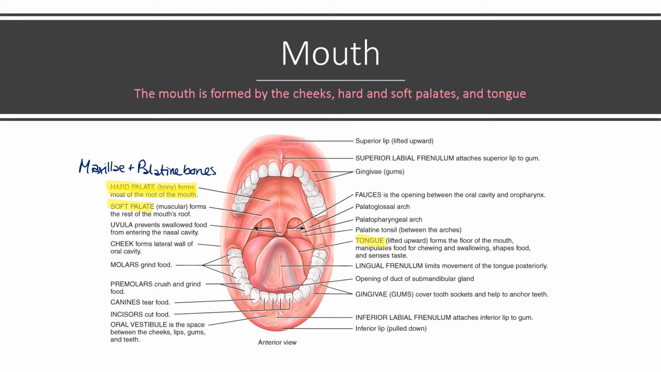Then we have the soft palate, and this forms the posterior portion of the roof of the mouth. And it is an arch-shaped muscular partition. And this is between the oropharynx and the nasopharynx. And it's also going to be lined with mucous membrane.